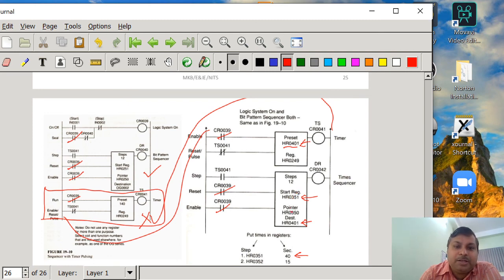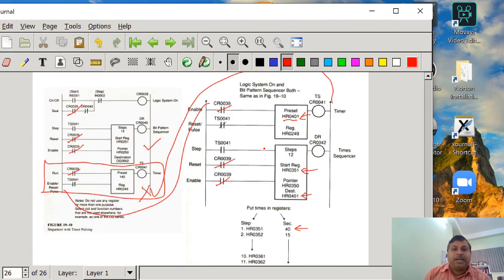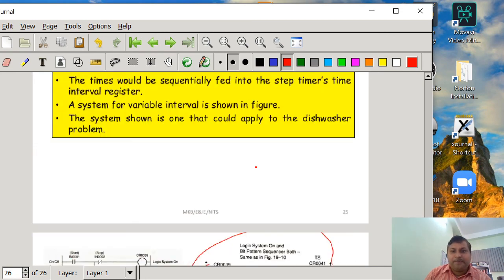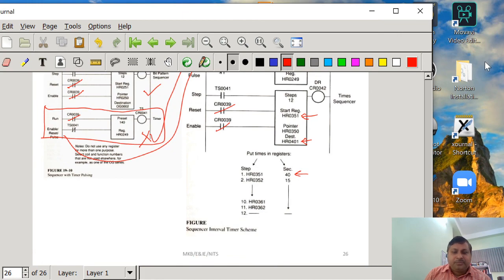Then it is going to move from 252 to 253, and here also it is going to move from 352 to 353, and you have to see what time is written in HR353, and accordingly this preset value will be read by the timer, and it is going to execute the operation. So in this way, we can use variable time to perform this sequence of operations. Okay, so I will stop here. Thank you.